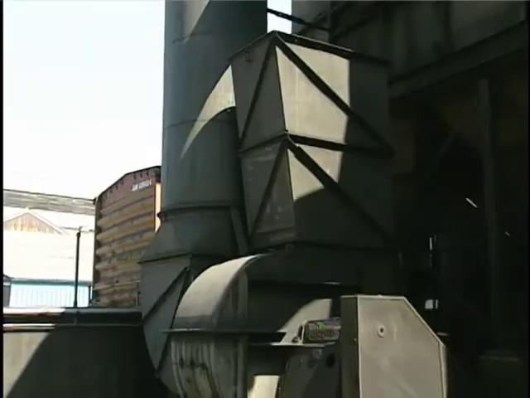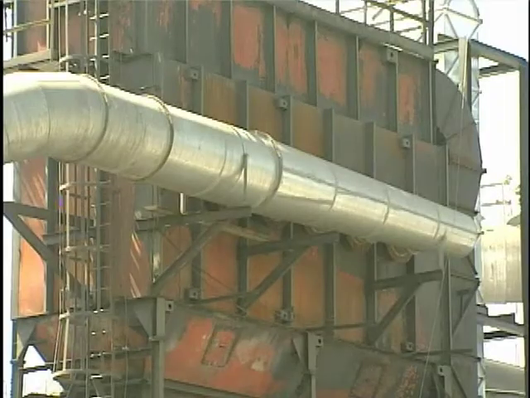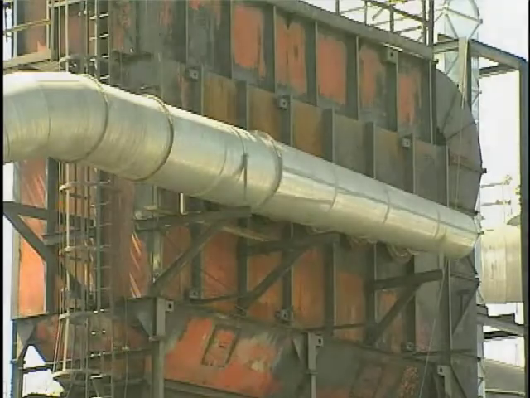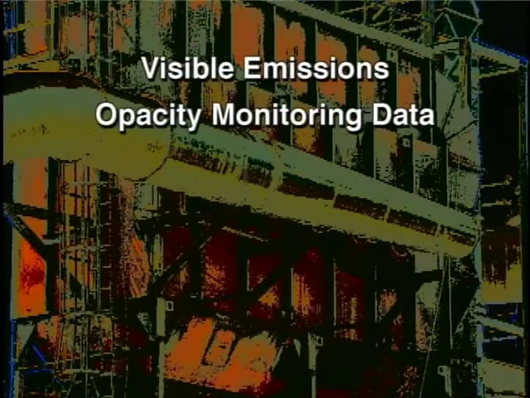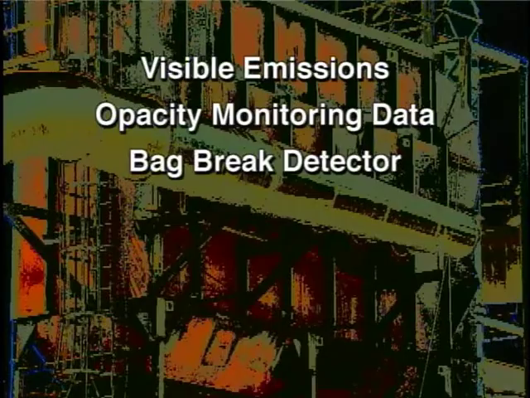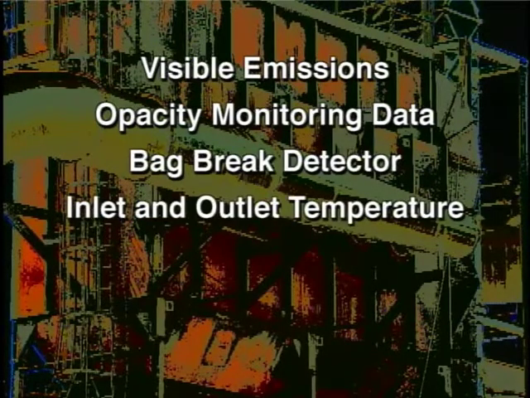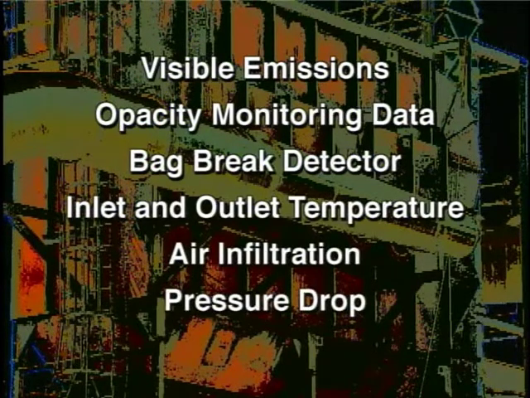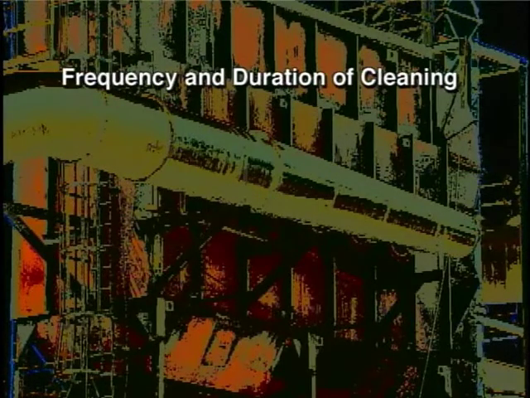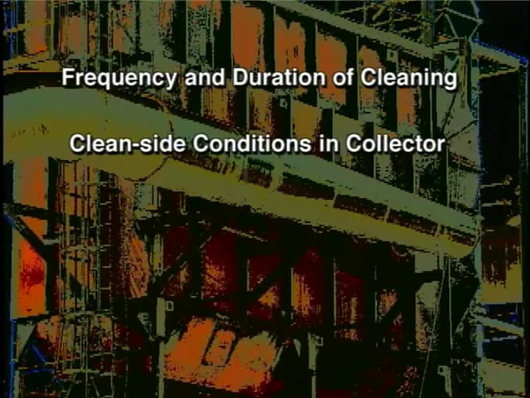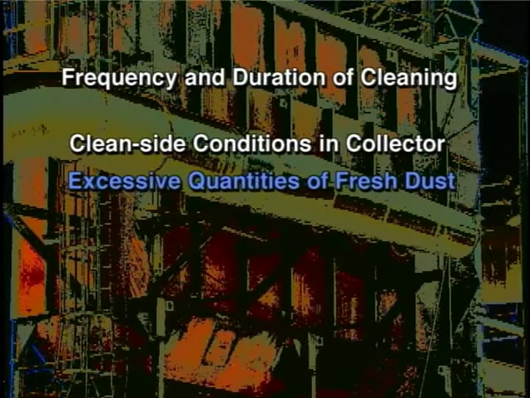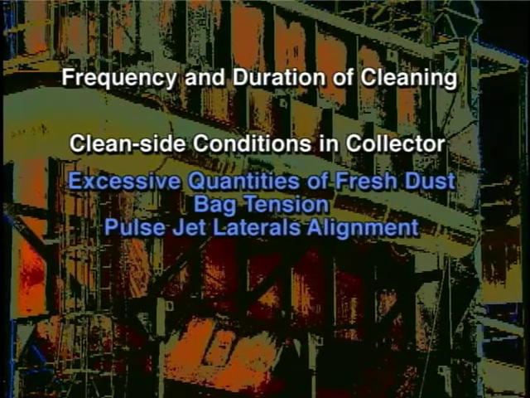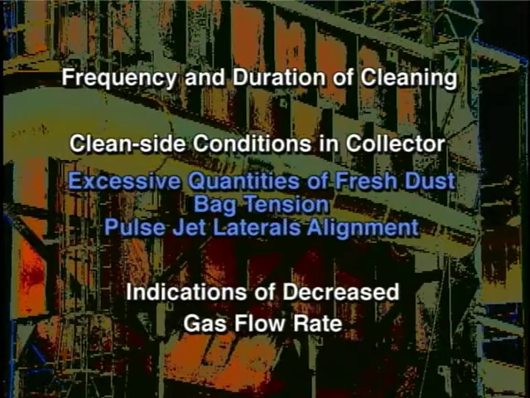To review, in determining if a fabric filter system is working efficiently, field personnel should observe, if possible, any visible emissions, opacity monitoring data, bag break detector indication, inlet and outlet temperature, air infiltration, pressure drop, and what cleaning problems pressure drop changes indicate, frequency and duration of cleaning, clean side conditions in the collector, which include excessive quantities of fresh dust, bag tension and other bag conditions, and pulse jet laterals alignment, indications of decreased gas flow rate.